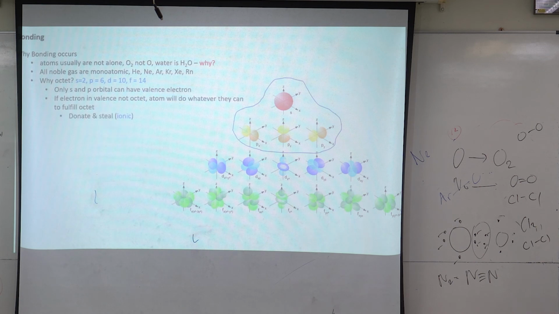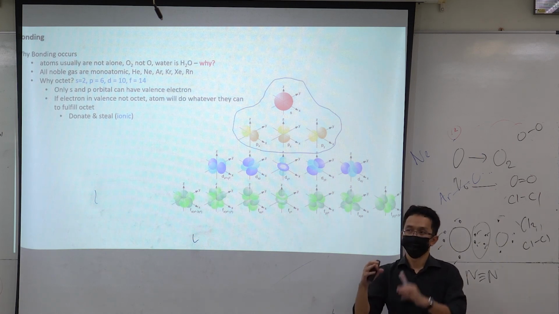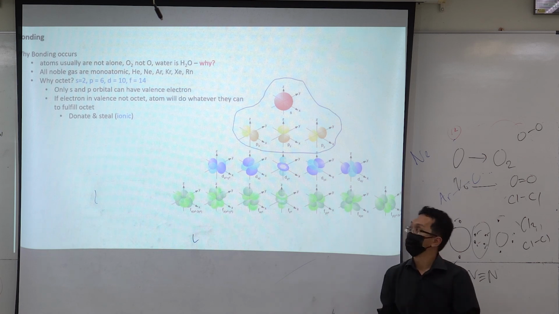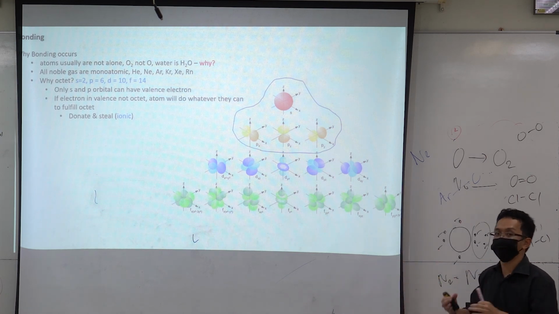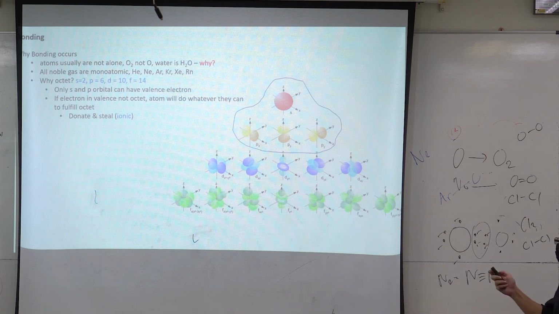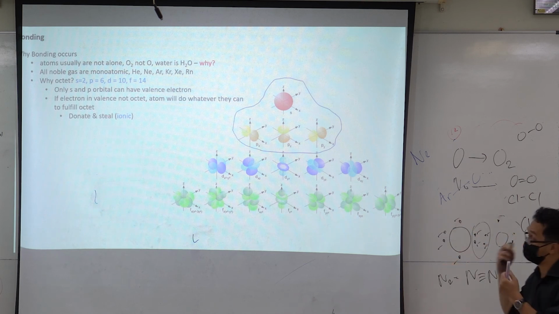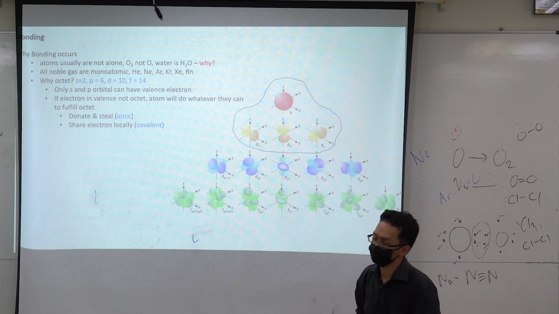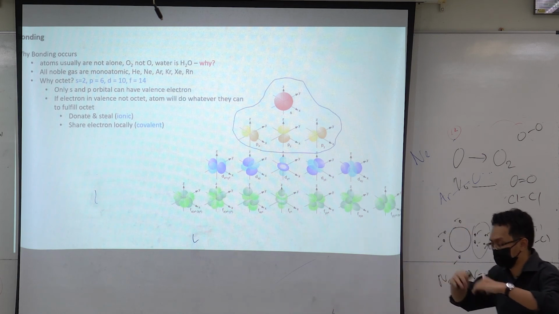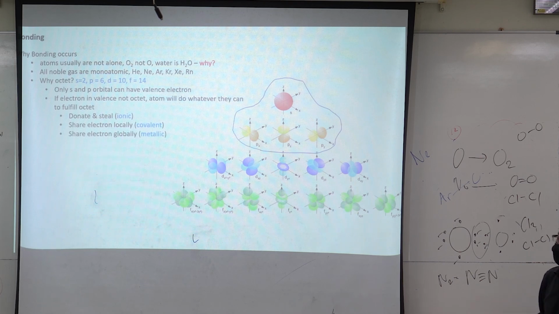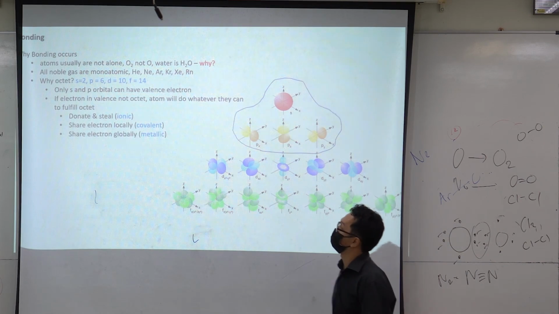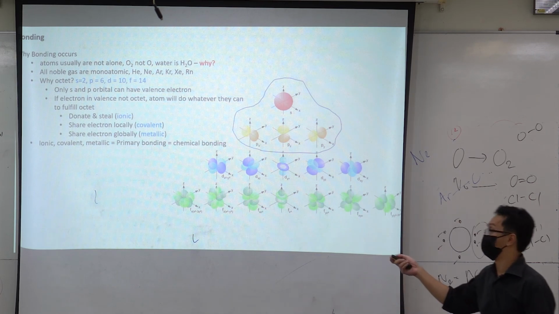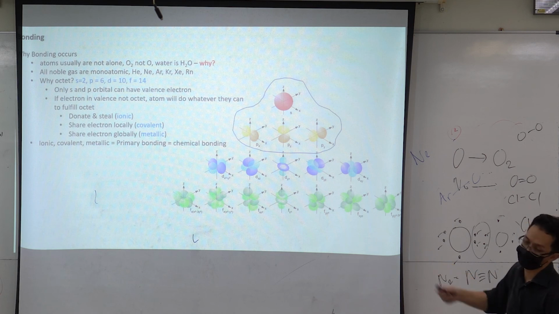And then, how can the electrons fill up the octet? We know that most of the elements in the periodic table do not have a full valence shell. So how they fulfill the valency, meaning making the octet, is by either donating or stealing. This is what we call ionic bond, meaning they give or take electrons. Or they can share electrons locally, which is covalent bond, or share electrons globally, which is metallic bonding. We will talk about ionic, covalent, metallic in more detail later.